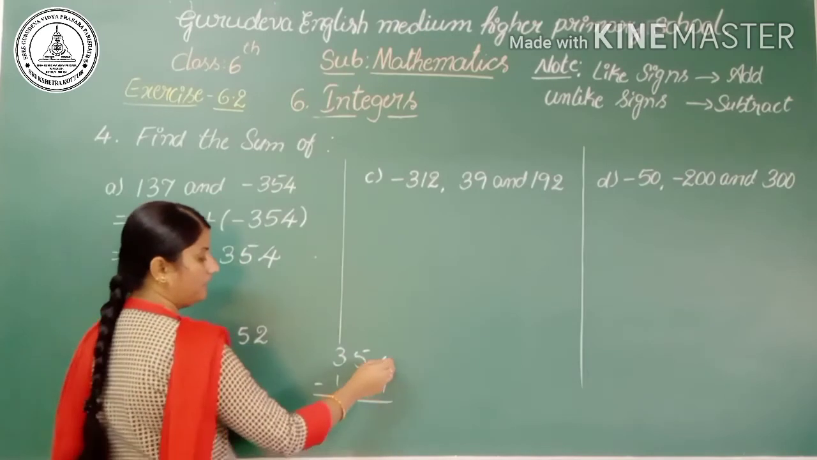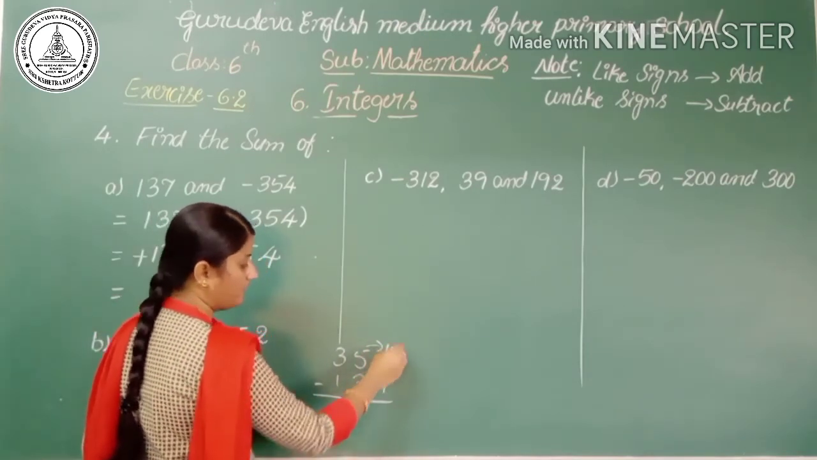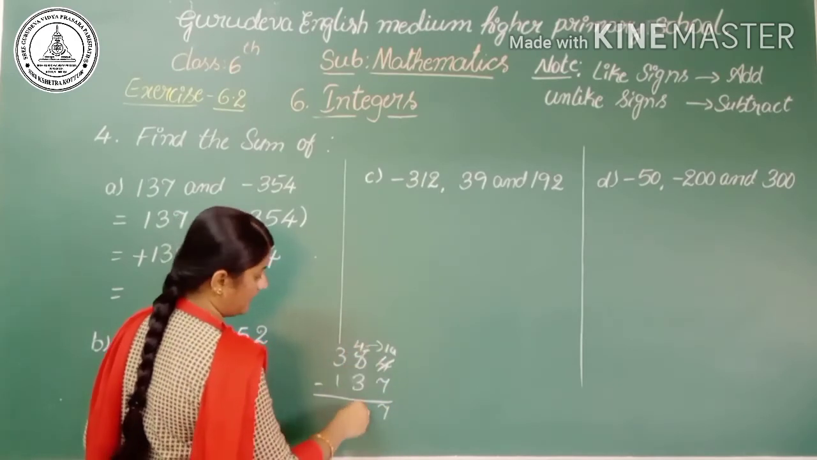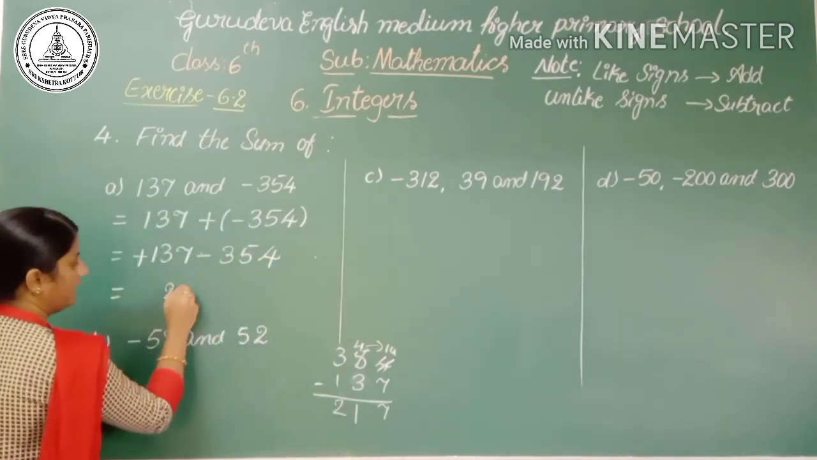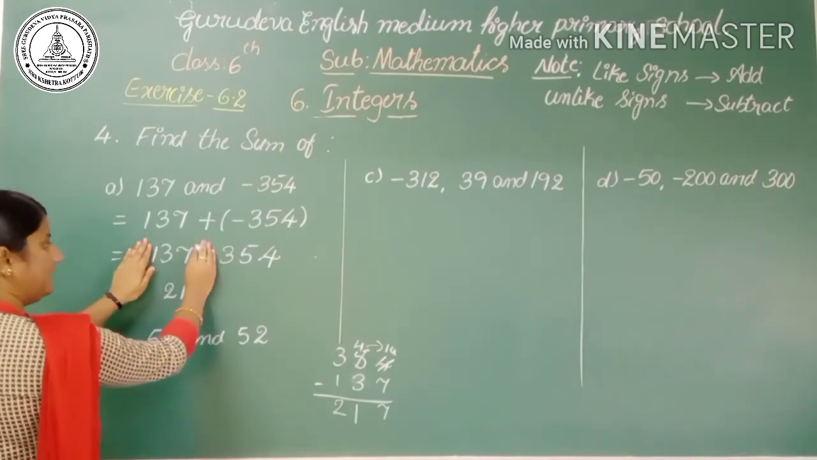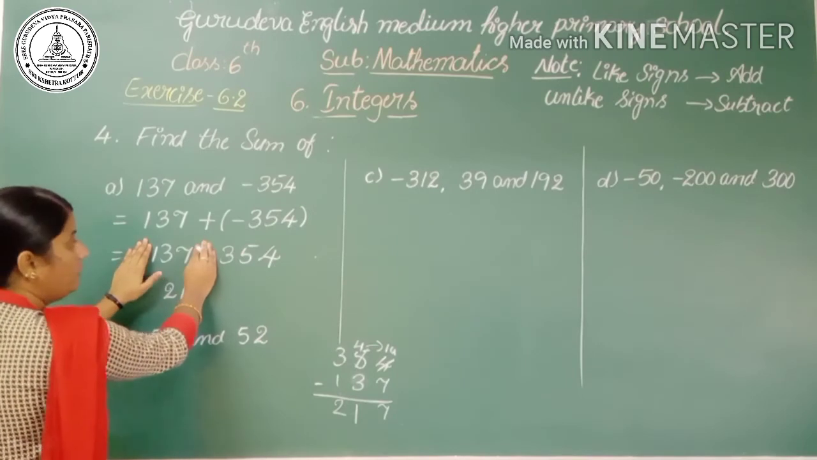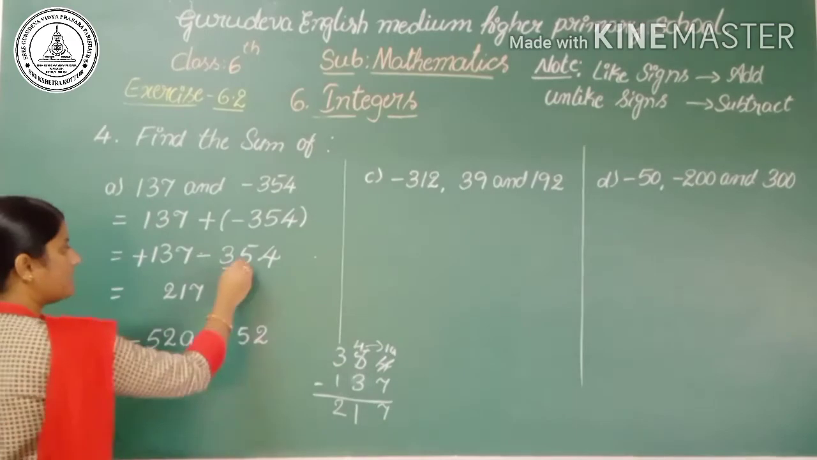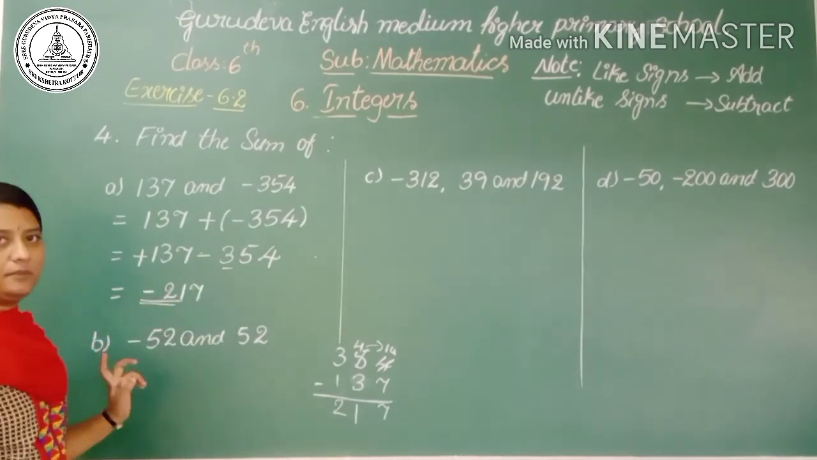Okay. It cannot subtract, so 14 minus 7 is 7. Here it is a 4. 4 minus 3 is 1. 3 minus 1 is 2. This is equals to 217. Now you can see here 137 and 354. In these two numbers, which is the greater value? It's 354. It has a negative sign. We have to keep it in front of the sum of the numbers.